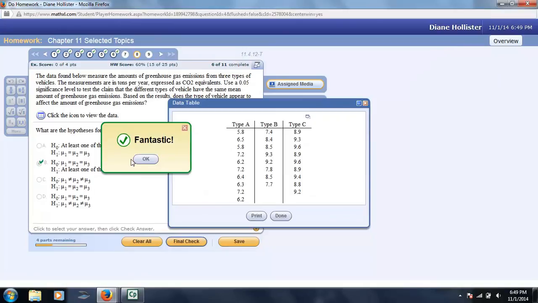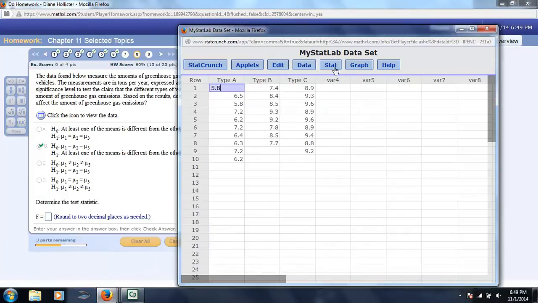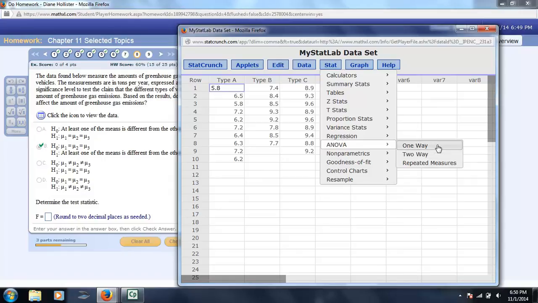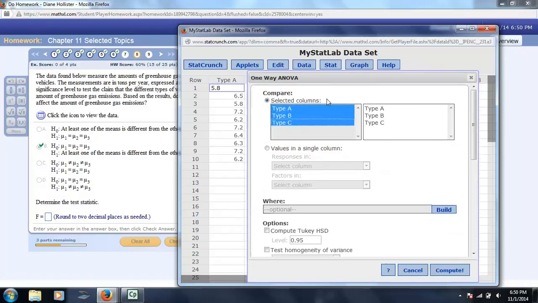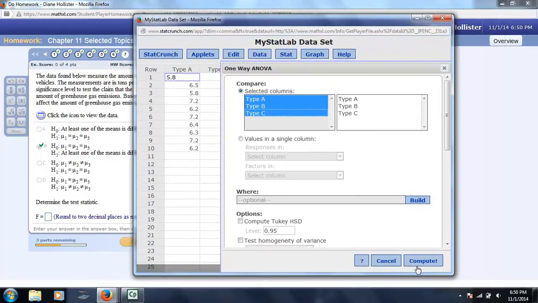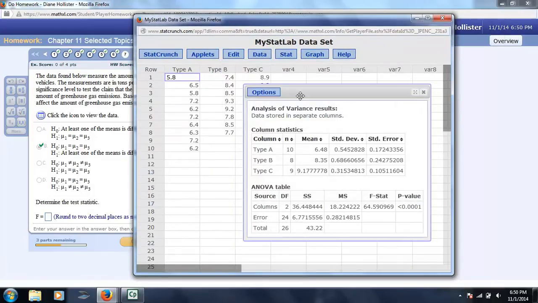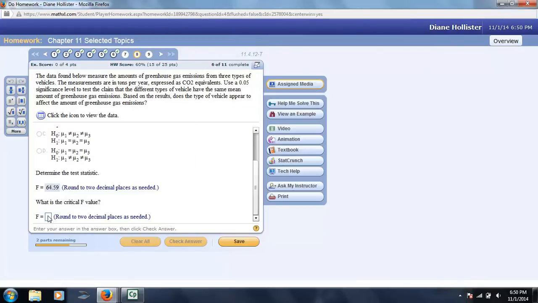But we're going to take a look at computing the statistic in StatCrunch. So we're going to run a one-way ANOVA. We're going to hold down our control key and hit A, B, and C. We want those 3 columns compared because there's 3 columns. If there were 4 or 5, we would just continue to do that. And then click compute. And our F statistic is directly located right here. So it says round to 2 decimal places, so we would enter 64.59 and check our work.